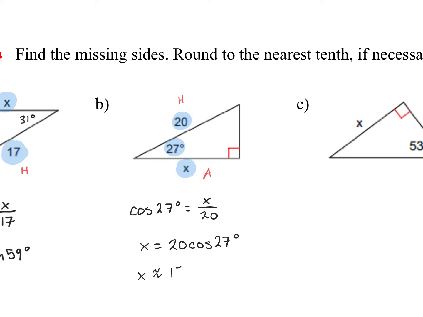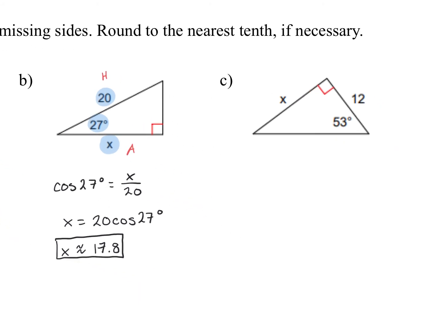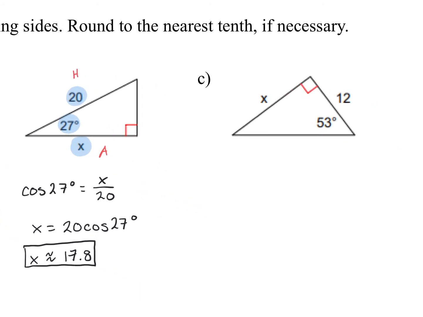And we should get approximately 17.8. So there you go. All right, let's try one more together. So again, we're working with this angle. So in reference to the 53-degree angle, we would call x the opposite, and we'd call 12 the adjacent.